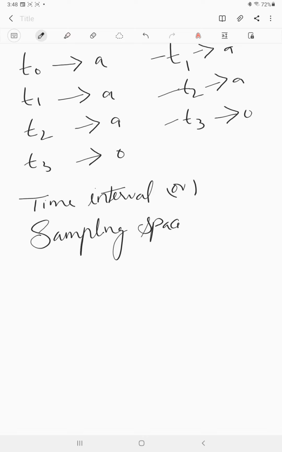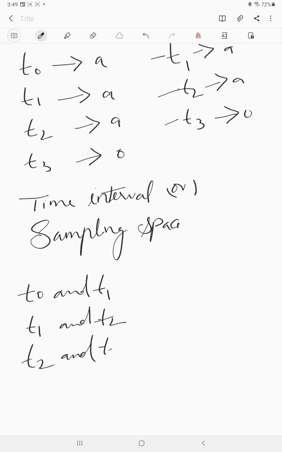The time interval can be uniformly sampled or non-uniformly sampled. If we uniformly sample this time interval, the spacing between t0 and t1, t1 and t2, t2 and t3 will remain the same.